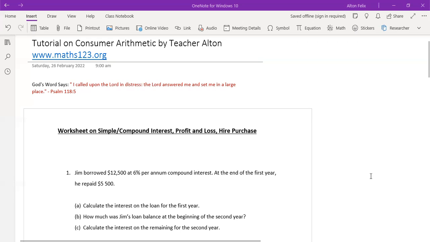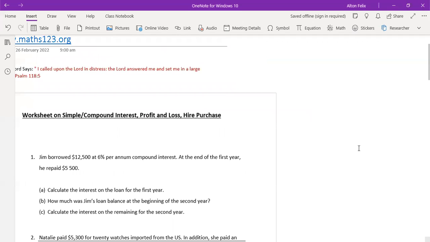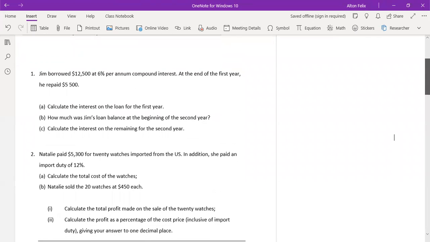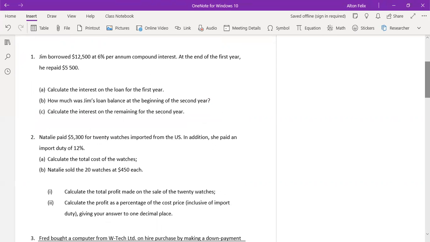Okay, so question number 1 talks about compound interest. It says that Jim borrowed 12,500 at 6% per annum compound interest. So he was able to repay 5,500 after the first year, and they want us to find the interest on the loan for the first year. Okay, so the important point to note here is that we are looking at a compound interest type problem, and there's a formula that goes along with that.